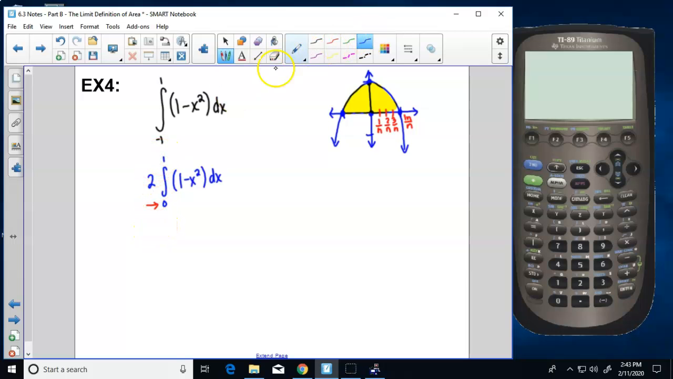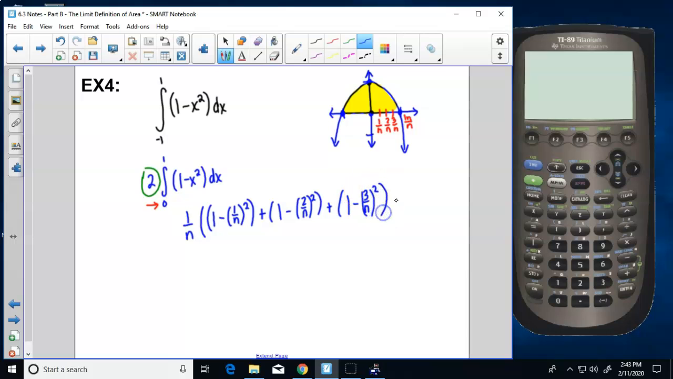Is it okay with you guys if we hold off on this 2 right here, so I don't have more numbers? We're just going to wait till the very end and double our answer. So the width of each rectangle would be 1 over n, and I would be multiplying by 1 minus 1 over n squared, plus 1 minus 2 over n squared, plus 1 minus 3 over n squared, and so on.